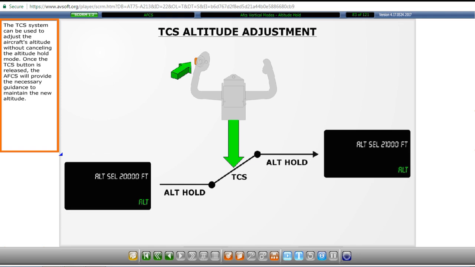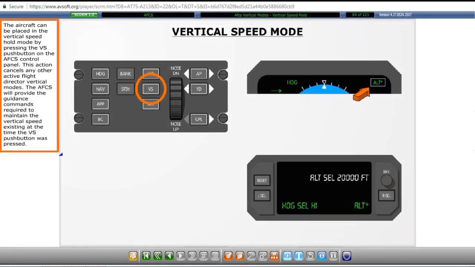The TCS system can be used to adjust the aircraft's altitude without canceling the altitude hold mode. Once the TCS button is released, the AFCS will provide the necessary guidance to maintain the new altitude. The aircraft can be placed in the vertical speed hold mode by pressing the vertical speed push button on the AFCS control panel. This action cancels any other active flight director vertical modes. The AFCS will provide the guidance commands required to maintain the vertical speed existing at the time the vertical speed push button was pressed.